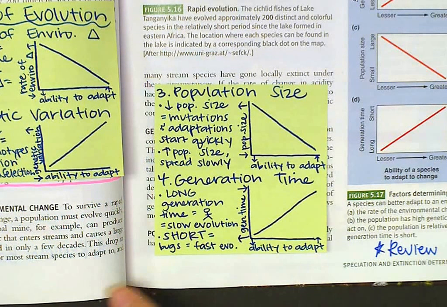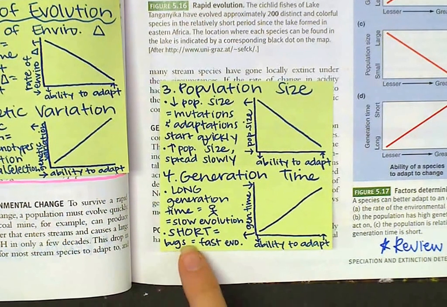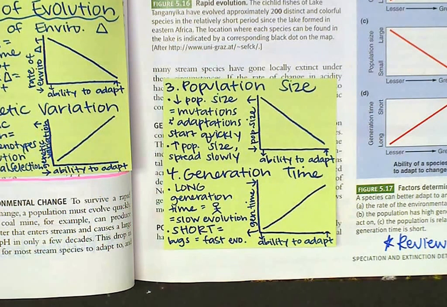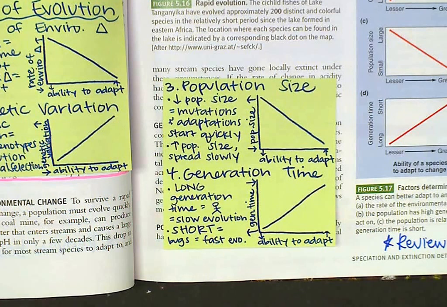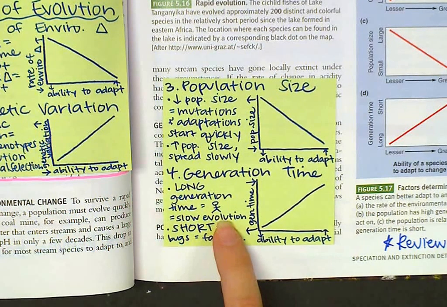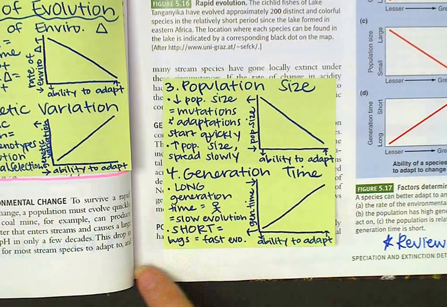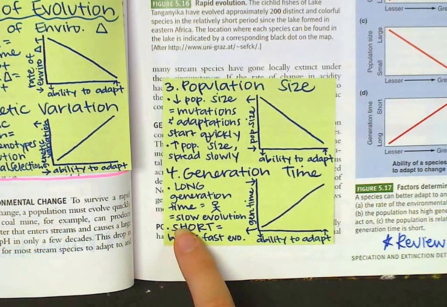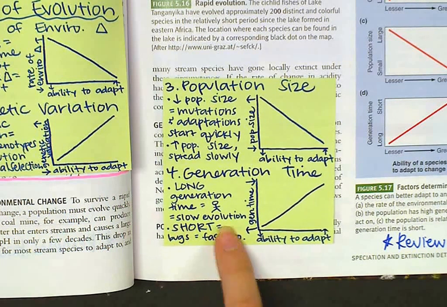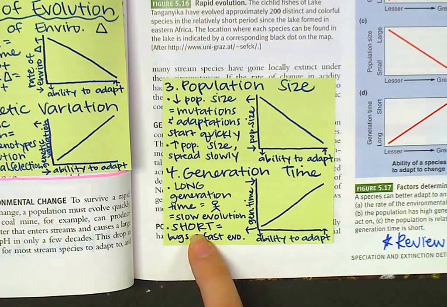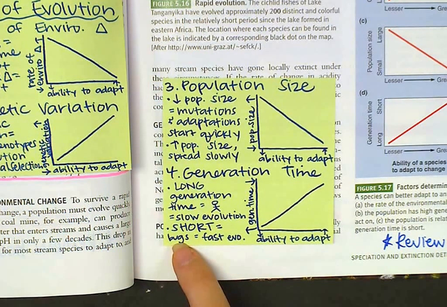Our last factor that determines the pace of evolution is generation time. How long does it take from one generation to another? Humans, it's about 20 years. So we have a long generation time, especially compared to an insect. Because we have such a long generation time, we have slow evolution. Something with a short generation time, like a bug or a fly, is going to have fast evolution.